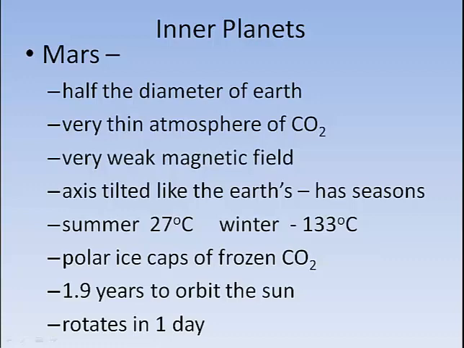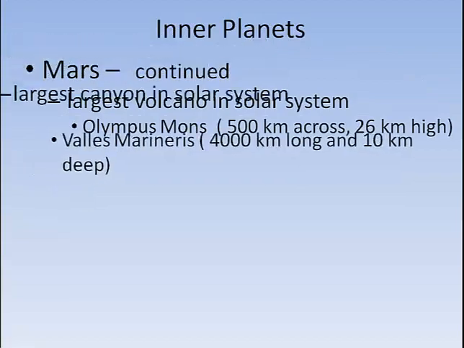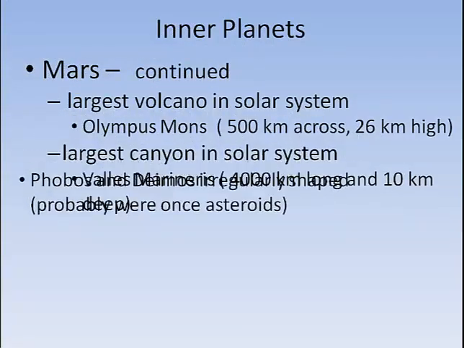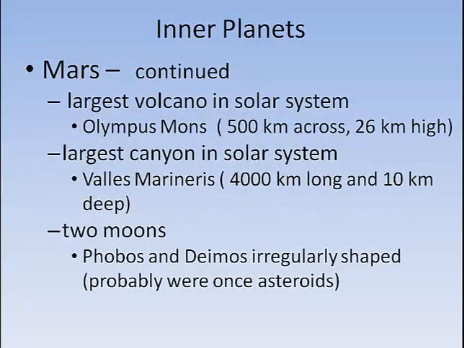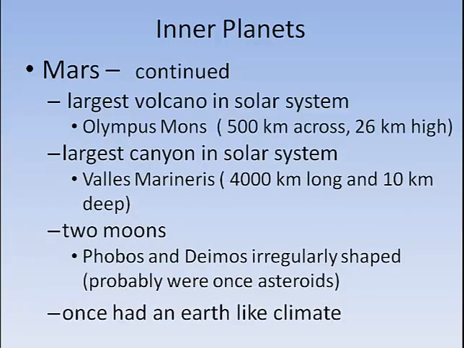People think that it's likely that life could have existed on Mars, and we're looking for it there with robots, but so far we haven't found it. Mars also has the largest volcano in the solar system, called Olympus Mons, and it has the largest canyon in the solar system, called Valles Marineris. It has 2 moons, and it probably once was similar to Earth as far as its climate.